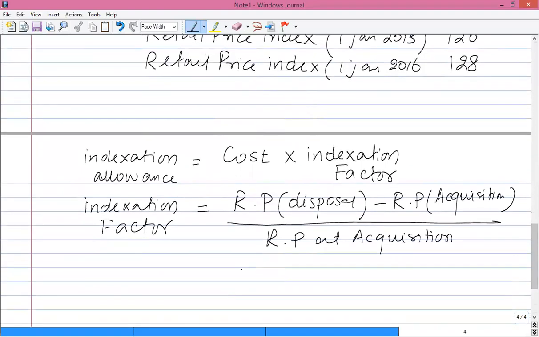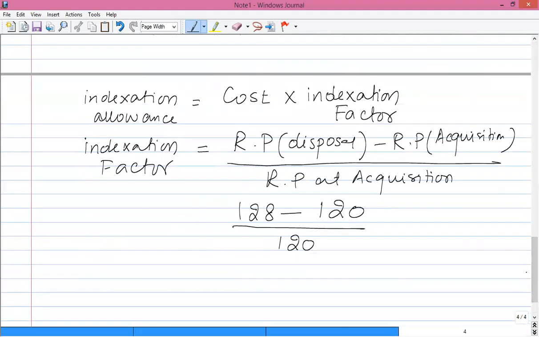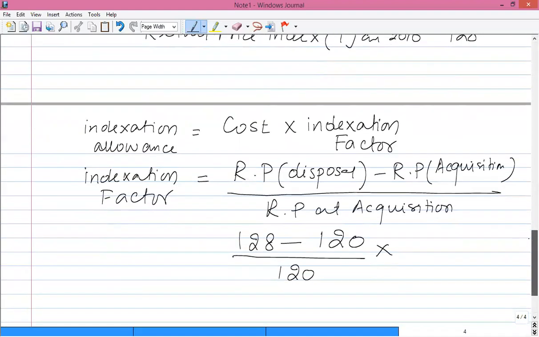In this example, the retail price index was 128 at disposal date, and at acquisition it was 120, divided by 120. This will give you an indexation factor. If you multiply this with the cost of the asset, that is 1,80,000.